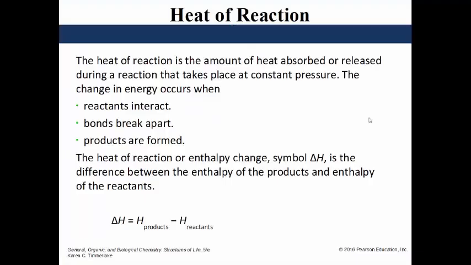or vice versa. All right, now we'll move on to the heat of reaction. Now, the heat of reaction is the amount of heat that is either released or absorbed during a reaction that takes place at a constant pressure. Now, the change of energy will occur when bonds are broken or products are formed or reactants combined with one another. And the heat of reaction is also called enthalpy, and it's written by the symbol delta H, capital H in italics. Whenever you see that symbol delta, or that triangle, that means the change of. So this can be translated into the change of enthalpy or the change of the heat of reaction. And this is really just the difference between the enthalpy of the products and the enthalpy of the reactants. So this is a mathematical way you would write this: delta H equals the enthalpy of the products minus the enthalpy of the reactants.